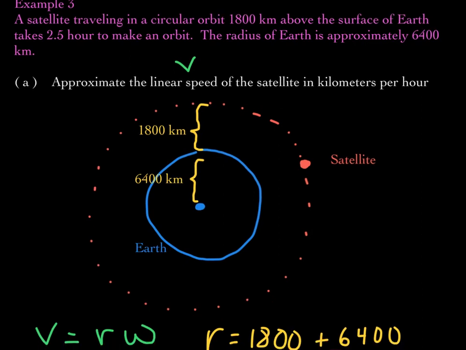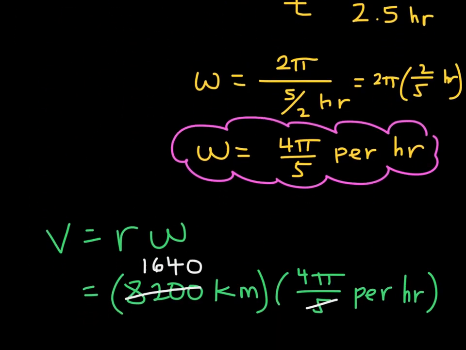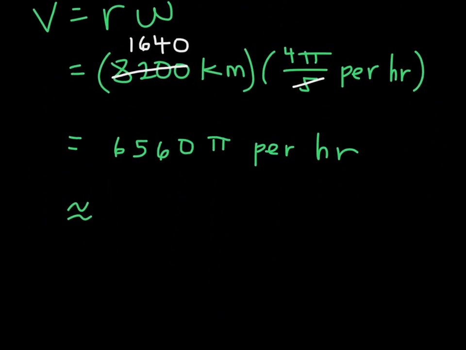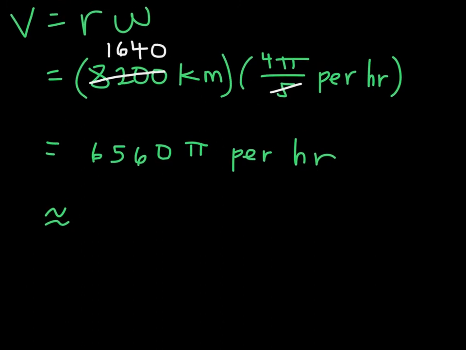So what I'm going to do now at the very end of this problem is multiply 6,560 by pi, but make sure that you punch in the button pi on your calculator. Don't use 3.14. And round to 2 significant digits. And you should get approximately 21,000 kilometers per hour.